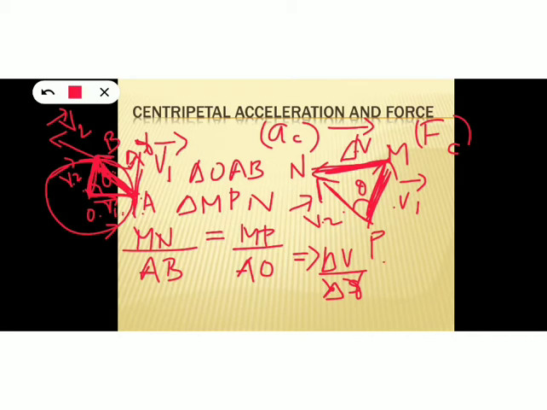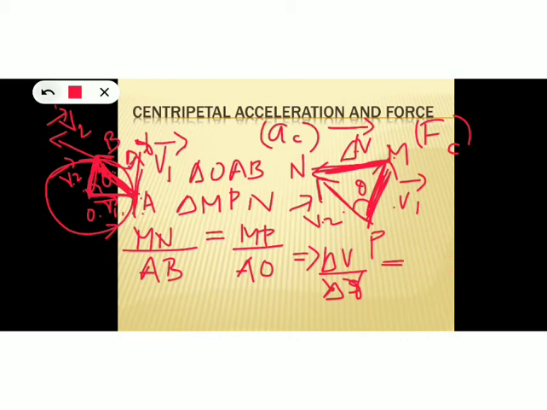Then equal to MP. What is MP? MP is V or V1. We can just write it like V. Then divided by AO. What is AO? AO is R1. We can just consider it as R. Now, from this, what is delta V? From this you will get delta V is equal to V by R into delta R. Isn't it? So, we can just rewrite this expression.